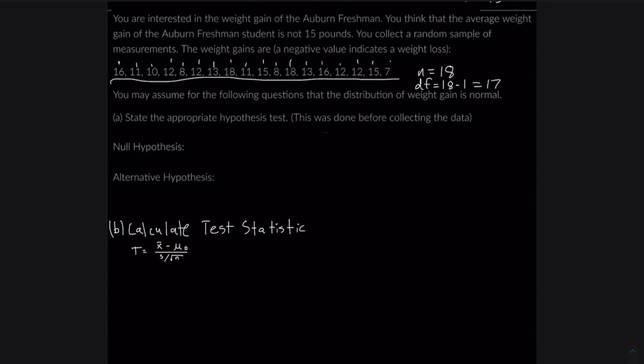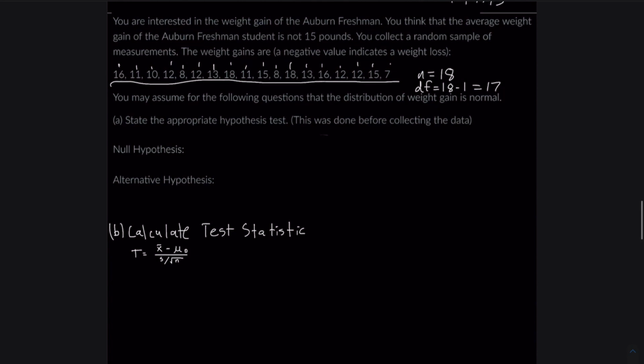So now we need to find our null hypothesis and our alternative hypothesis. So for this problem, the null hypothesis would be mu equals 15, right? Because the norm, or what's usually thought of as happening, is that your weight gain is 15 pounds. So mu equals 15, and then we're testing to see if it's not 15 pounds. So this would be mu doesn't equal 15. So when you see a not equal to, that means it's a two-sided test.